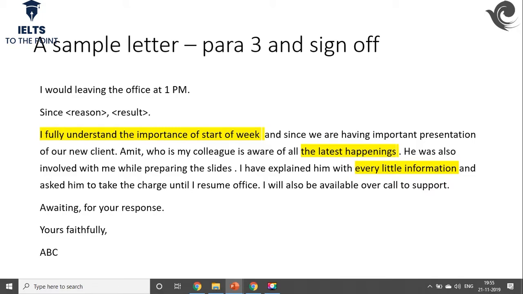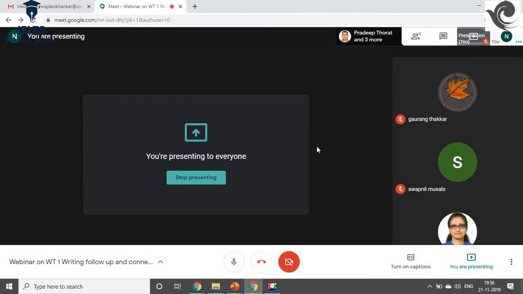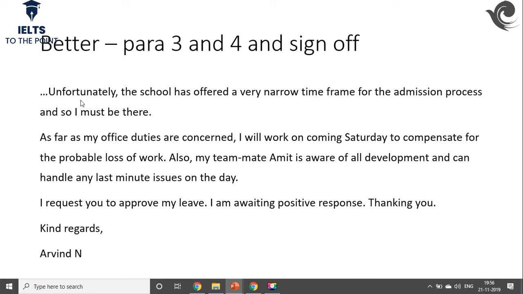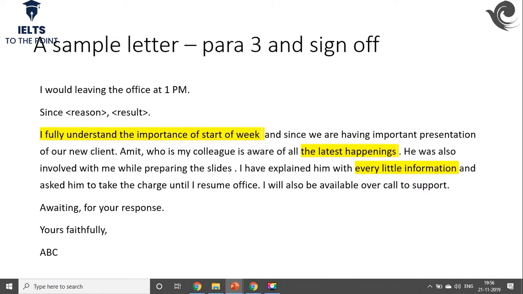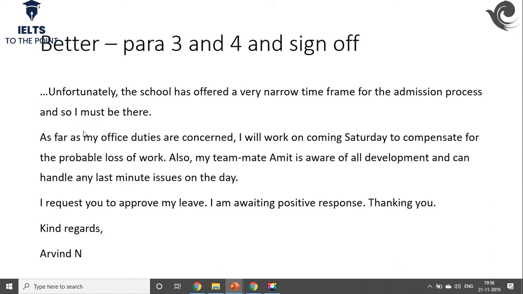You must write the full name. You may write a fictional name. You may write your own name. That's not an issue. Now, how a better letter should look like. Okay. If you remember, the last sentence was, unfortunately, the school has offered a very narrow time frame for the admission process, and so I must be there. We will be continuing from that particular sentence.